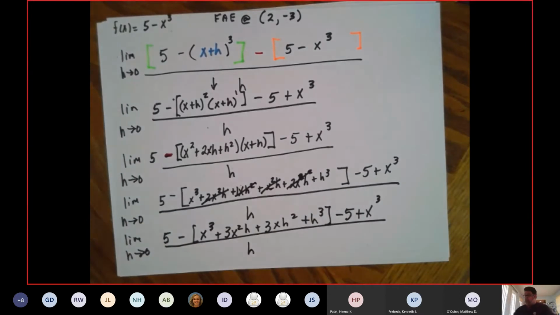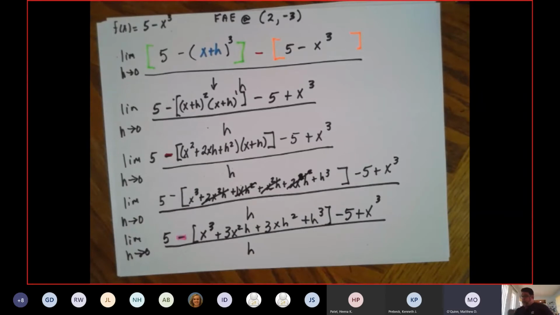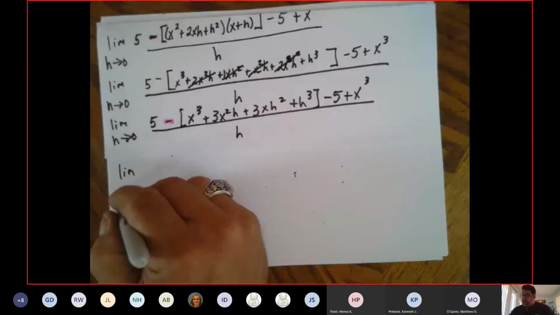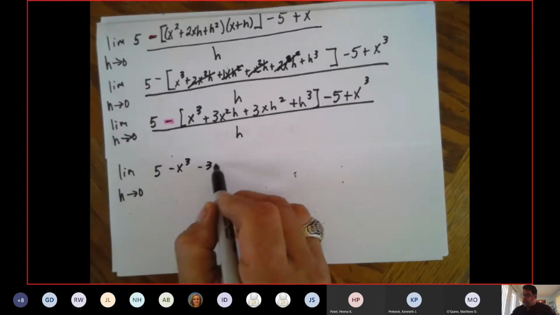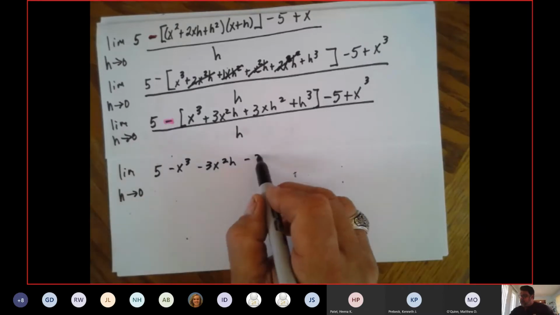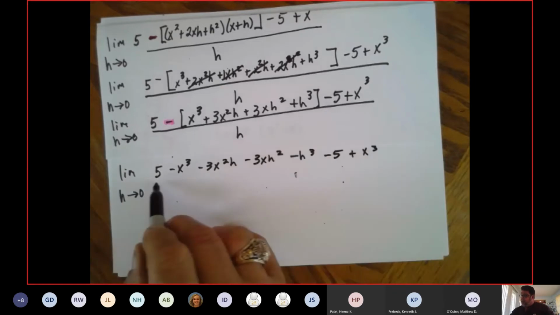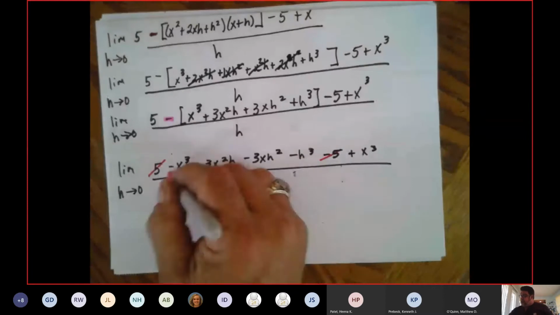So now we get to distribute that negative, and I'm going to fold this in half. And that's going to give us limit as h approaches 0 of 5 minus x cubed minus 3x squared h minus 3xh squared minus h cubed minus 5 plus x cubed all over h. And this tells us, if we know what we're doing, because you got to get some of them to cancel, the 5s cancel, and the x cubes cancel.